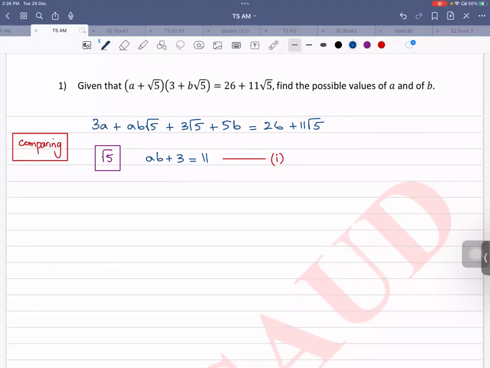And if we compare the remaining constants with the remaining constants, what should be the equation? Should I write 3 or should I write 3a? 3a. 3a + 5b is equal to 26.